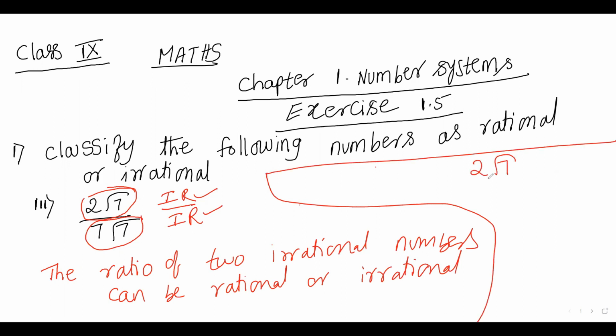Now let us simplify this. 2 root 7 is irrational. 7 root 7 is also irrational. We can cancel root 7 and root 7. We are getting 2 by 7, which is in p by q form. So the given number is rational. So what is the conclusion? It is a rational number.